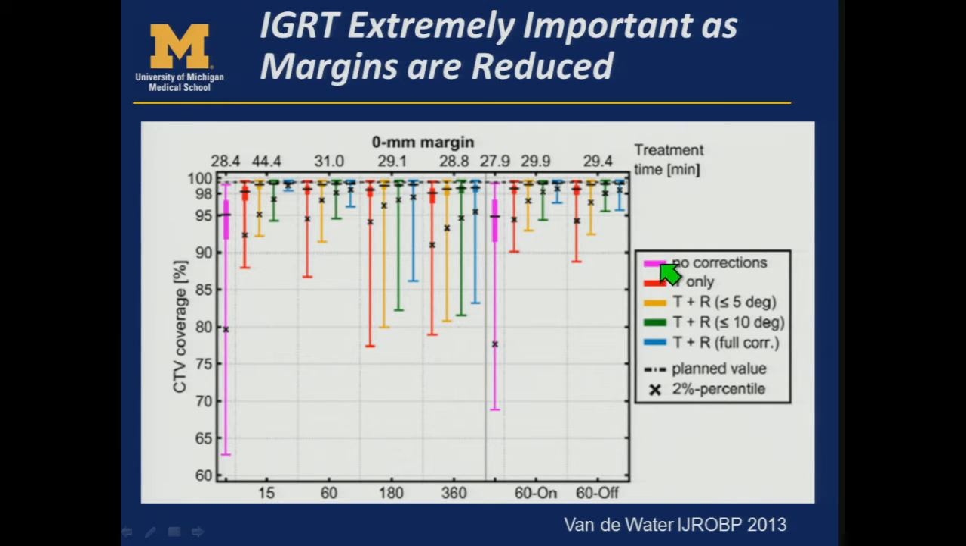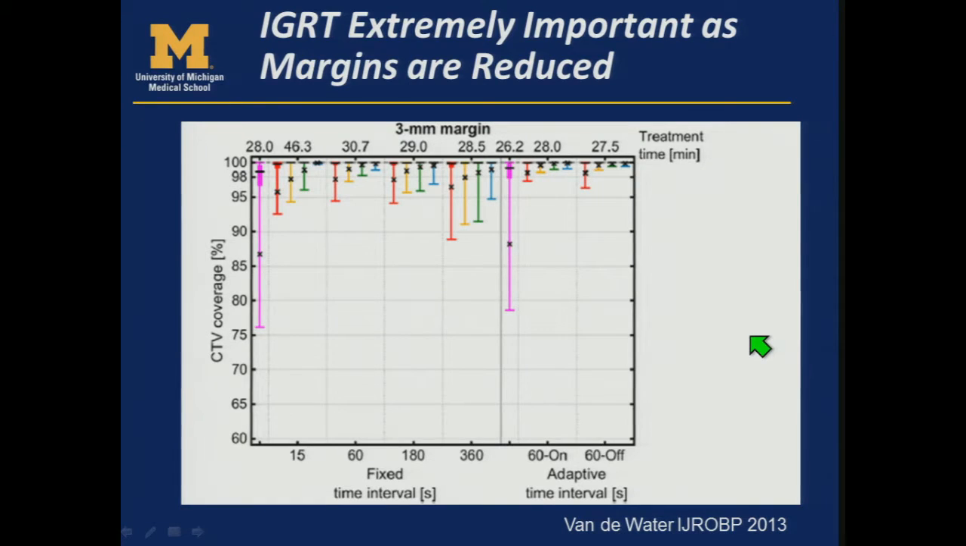So purple is no corrections, red is translation only, translation plus rotation 5 degrees, translation plus rotation 10 degrees, or full corrections with translations plus rotations. And you'll see there's a lot of sites where you need translation and rotation up to 10 degrees with no margin. I don't advocate no margin.